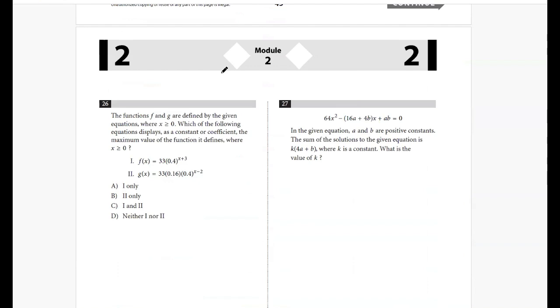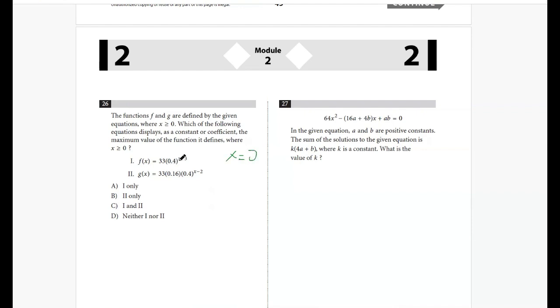Functions f and g are defined by the given equations, where x is greater than or equal to 0. Which of the following equations displays as a constant or coefficient the maximum value of the function defined, where x is greater than or equal to 0? So both are decreasing exponential functions. And I need to check if I can represent a constant coefficient, or some sort of a constant number, when, let's say, I put x equal to 0.